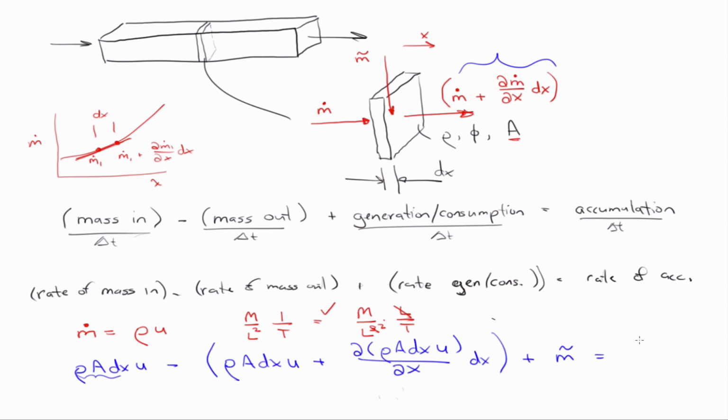And then the rate of accumulation is going to be the density of the fluid times the porosity. So that's the volume of the fluid in there, times A dx dt. Well, you can see that those two terms cancel, when I distribute the negative sign.